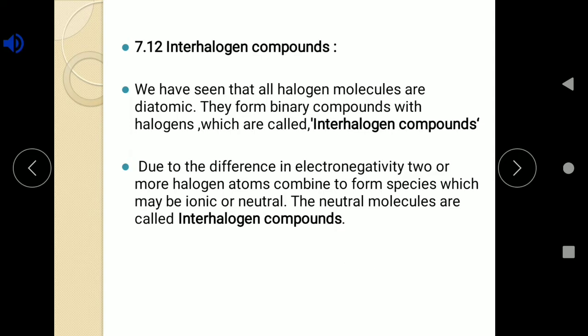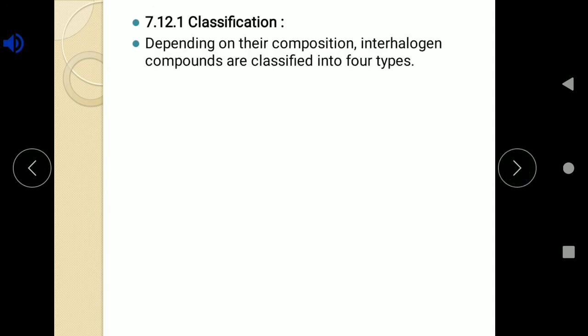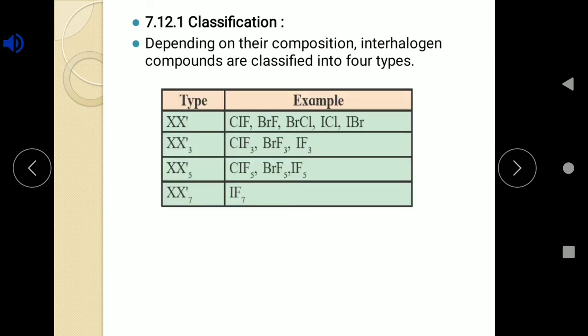So interhalogen compounds are the compounds formed by halogens themselves. Examples we will see are ClF, BrF3, IF7, where both the elements are halogens: chlorine monofluoride, bromine trifluoride, iodine heptafluoride, etc. Now we will see the classification of interhalogen compounds.